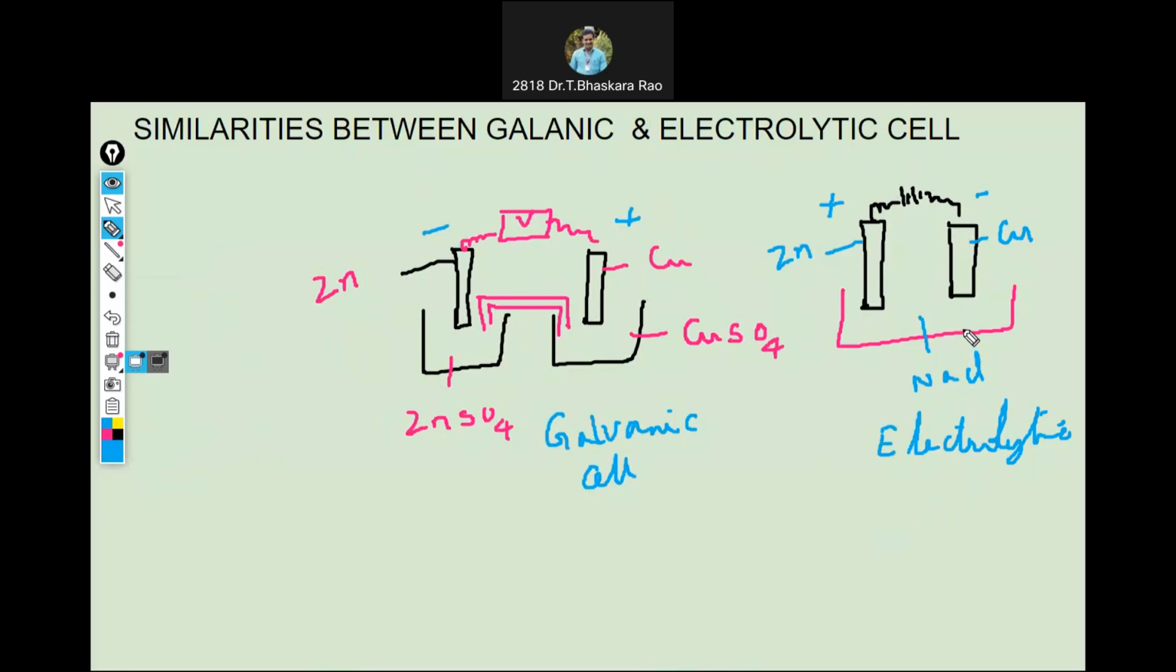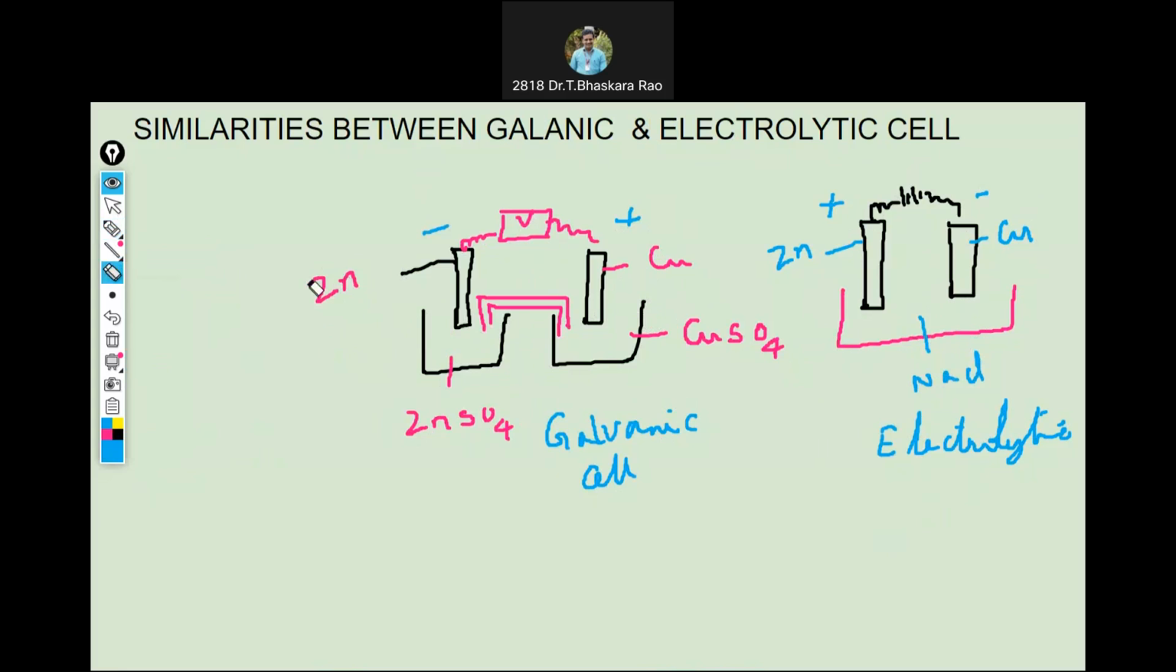And you see the salt bridge I am using here. Is there any salt bridge you are observing here? No salt bridge here. Understand? The salt bridge is not there. We do not require a salt bridge here. Here, the salt bridge is required.